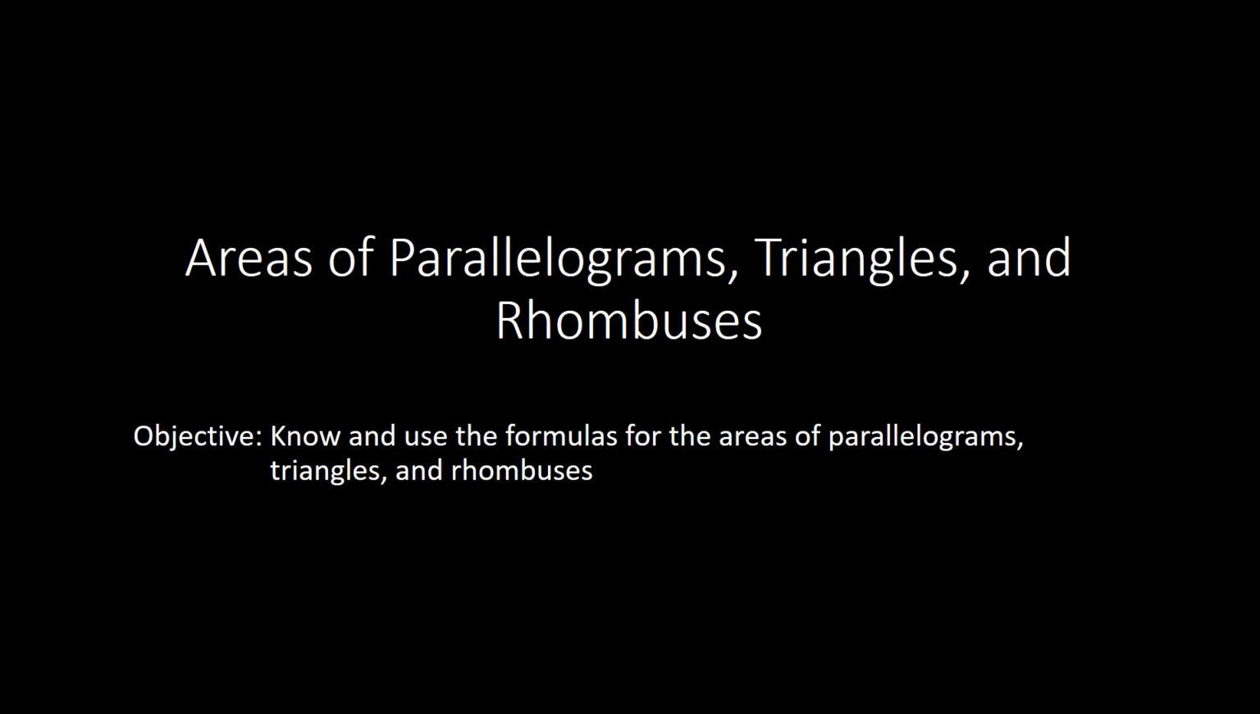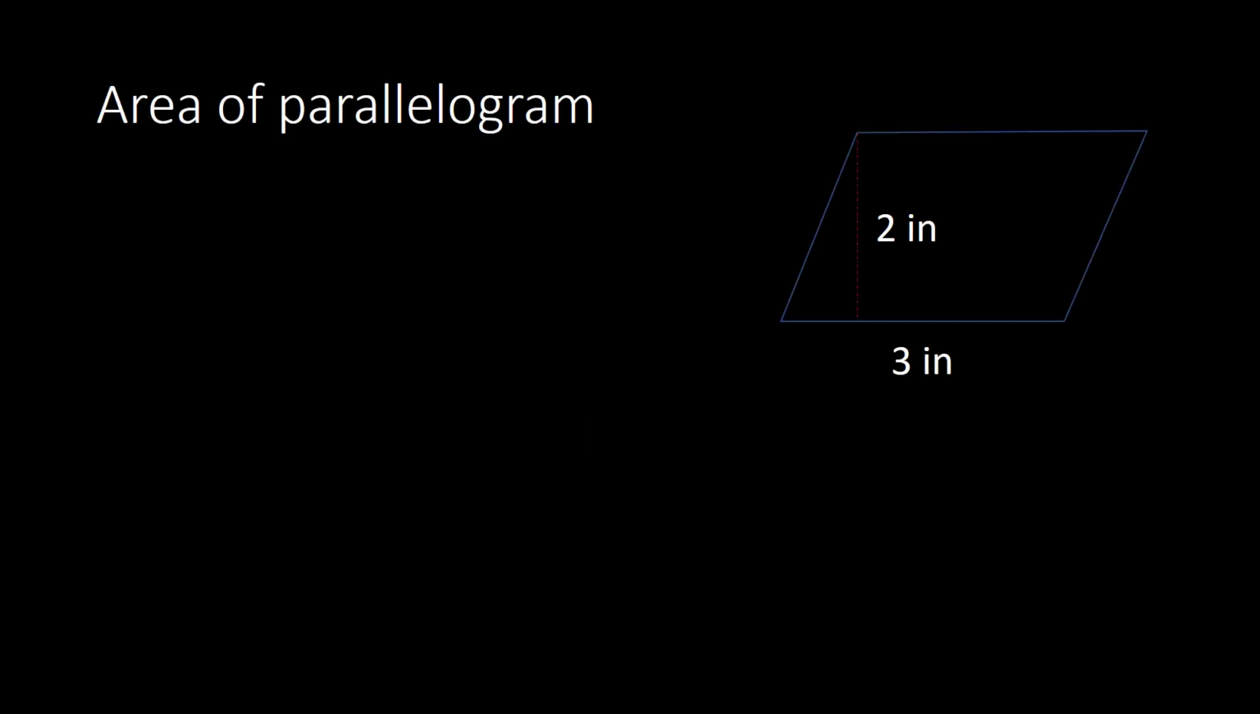In this lesson, you will know and use the formulas for the areas of parallelograms, triangles, and rhombuses. So remember, a parallelogram, by definition, is a quadrilateral that has two pair of parallel sides, such as this picture. And in this picture, we are given the bottom, or the base, to be 3 inches, and the height, which is the perpendicular distance, is 2 inches. And the question is to find the area of this parallelogram.